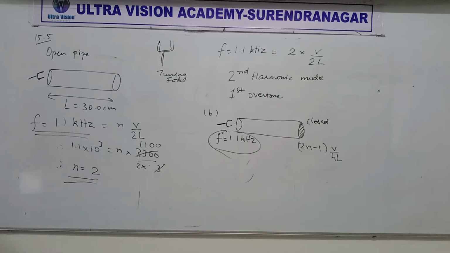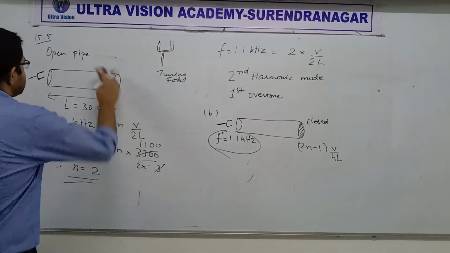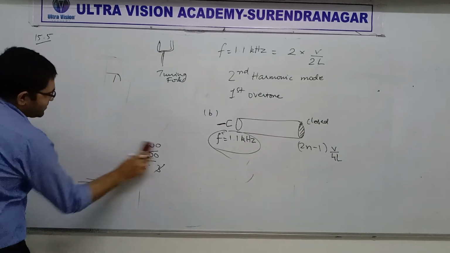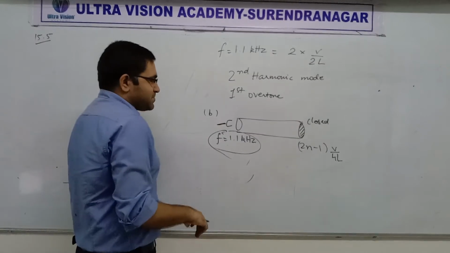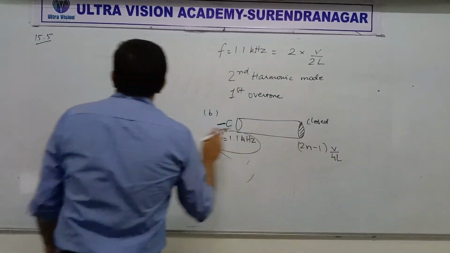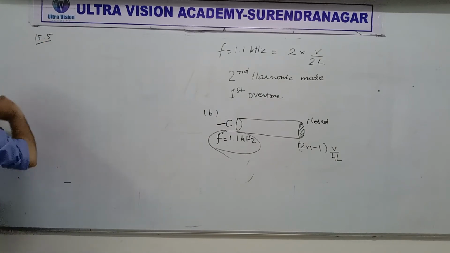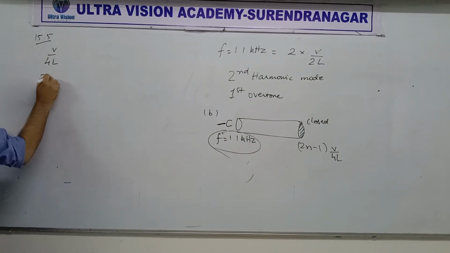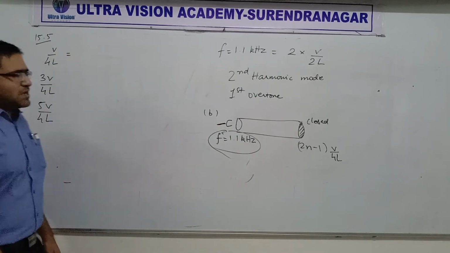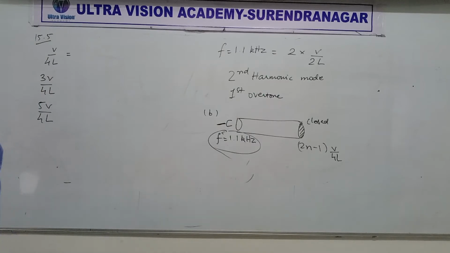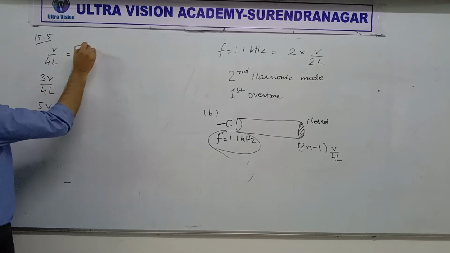Okay. Now there are two approaches to solve this question. First, I'll use a simple approach, not formula based, very common sense based. Listen to this carefully. If you think of the list of the resonant frequencies for closed pipe, it is V by 4L, it is 3V by 4L, it is 5V by 4L and so on, isn't it? Yes or no? So can you find V by 4L for me? How much will be V by 4L?